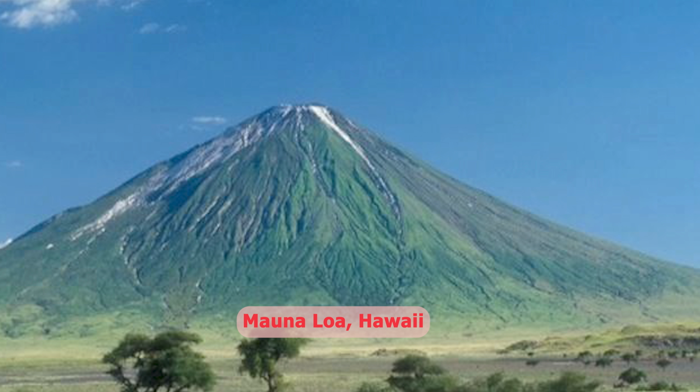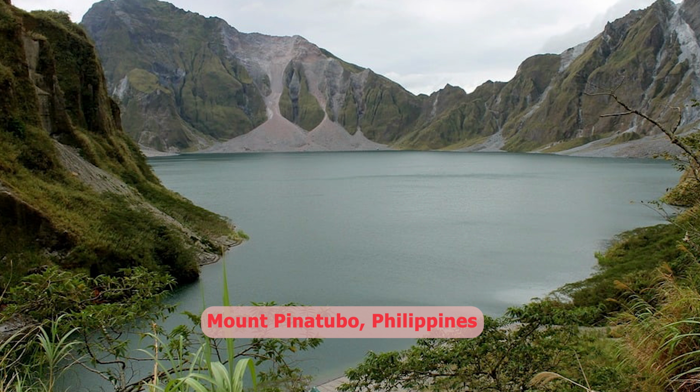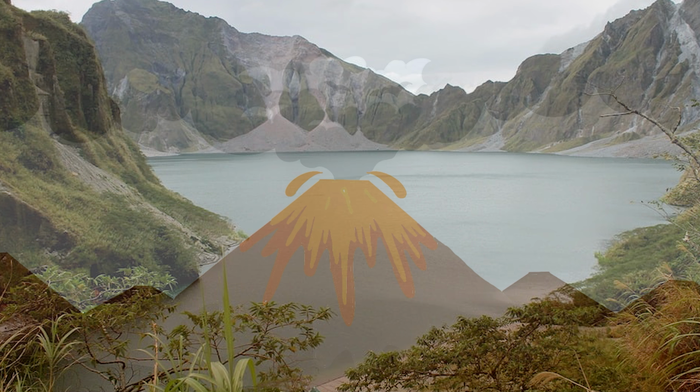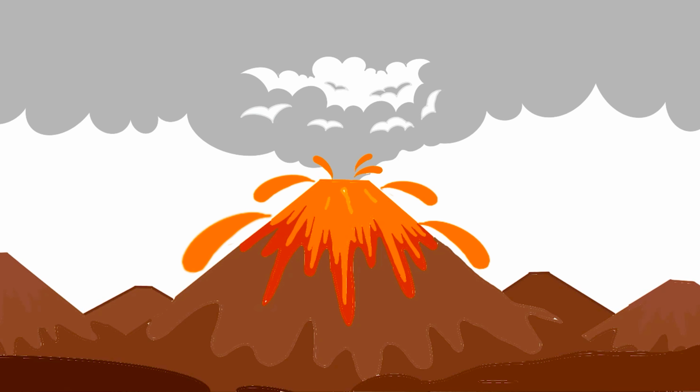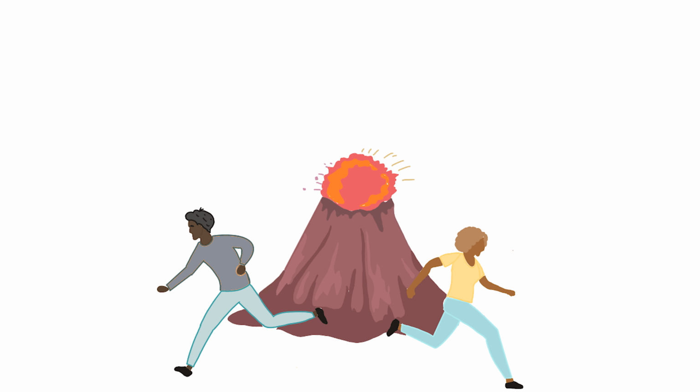Mauna Loa in Hawaii, the largest volcano in the world. Mount St. Helens in Washington, which famously erupted in the 80s. Mount Pinatubo in the Philippines, with an explosive eruption in the 90s. When a volcano erupts, there's very little we can do to stop its destructive power. Our best hope is to predict an eruption before it happens, so people can evacuate safely.